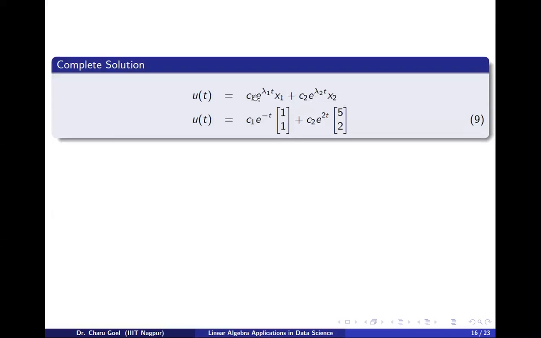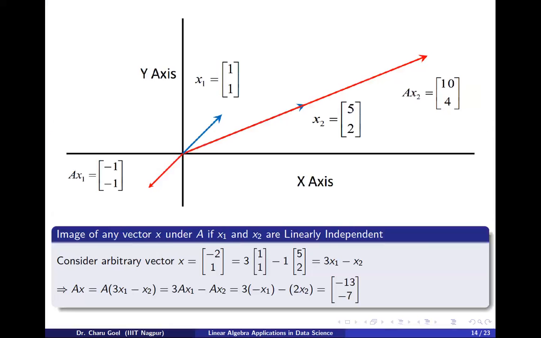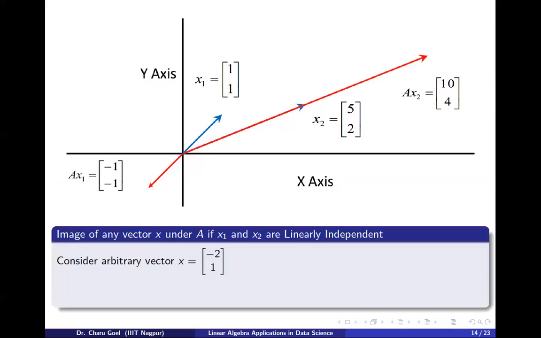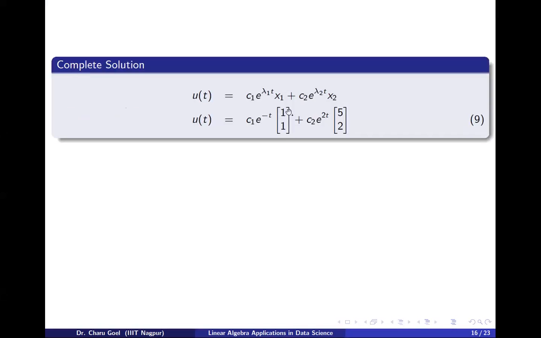For this matrix A, lambda 1 comes out to be -1 and lambda 2 comes out to be 2, and the corresponding eigenvectors were (1, 1) and (5, 2). It is the same example, 4, 2, -5, 3. For the same matrix A, we have already computed the eigenvalues -1, 2 and the eigenvectors (1, 1), (5, 2), and that is what we are using now in this example. So nothing new, we already learned this.